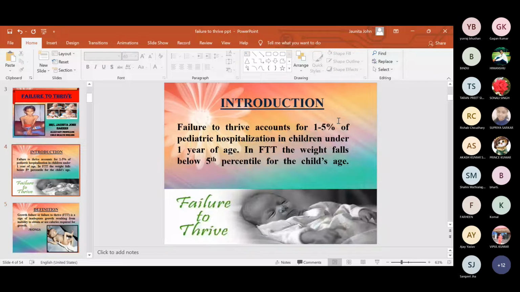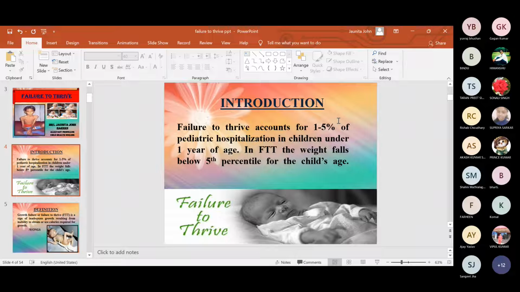Failure to thrive accounts for 1 to 5% of pediatric hospitalization in children under 1 year of age. FTT is failure to thrive, where the weight falls below the 5th percentile of the child's age. It is slow physical development in a baby or a child, which can be caused by a baby not having enough nutrition.